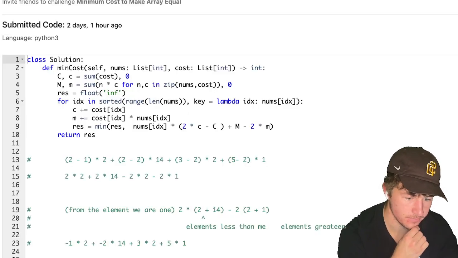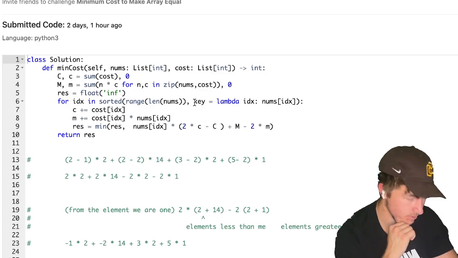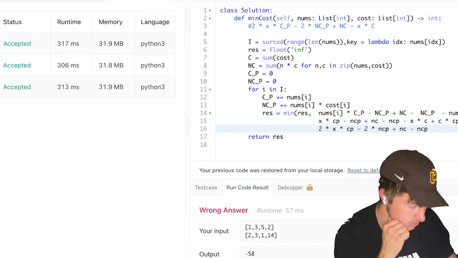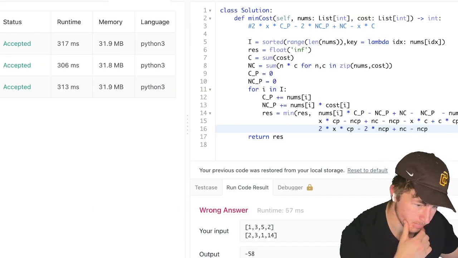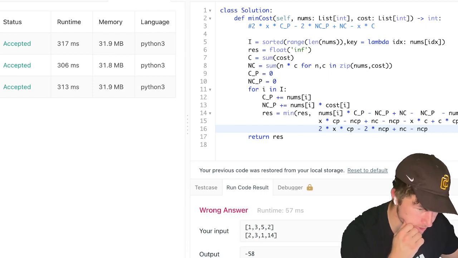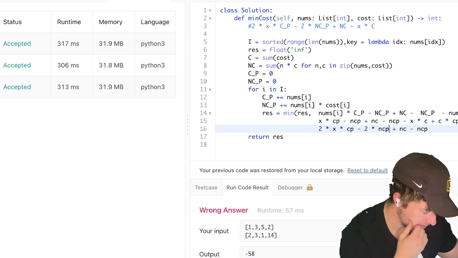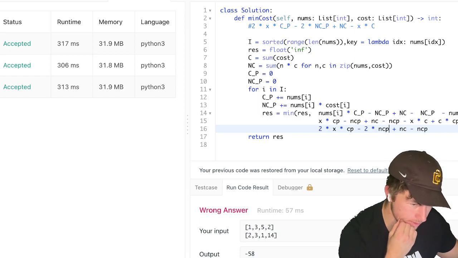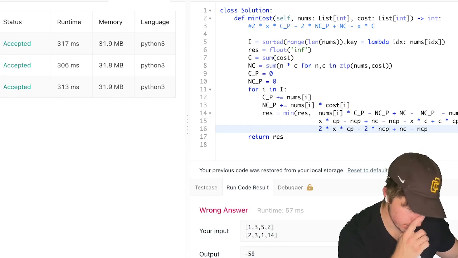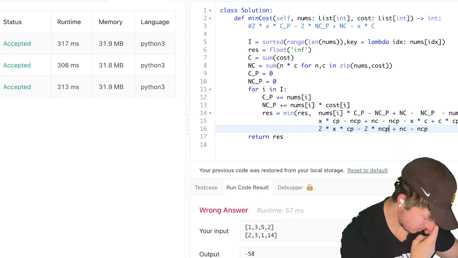Let's look at this again. Okay. 2 times, this is it right here. All right. 2 times x times c prime minus 2 times nc prime plus nc minus nc prime. What?